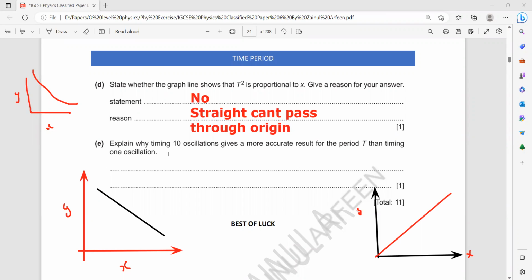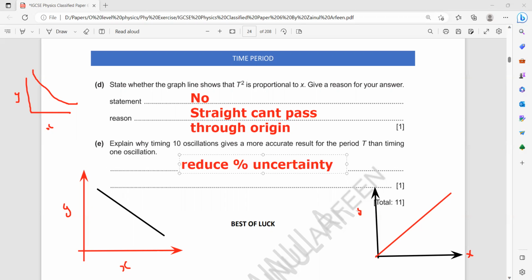Explain why timing 10 oscillations gives a more accurate result than for one oscillation. So if we record the time for 10 oscillations, the best answer for this is: it reduces the percentage uncertainty. So this is the best answer.